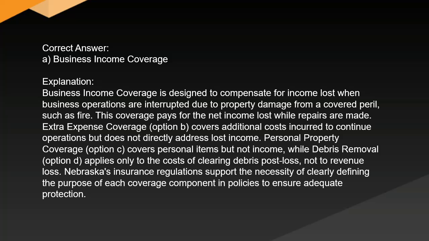Business income coverage is designed to compensate for income lost when business operations are interrupted due to property damage from a covered peril, such as fire. This coverage pays for the net income lost while repairs are made.